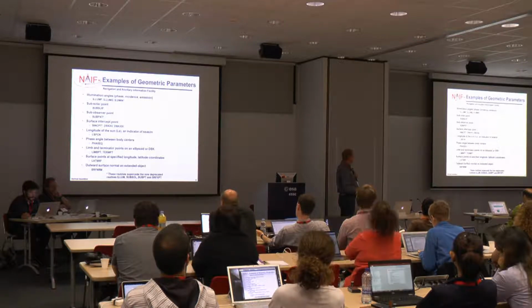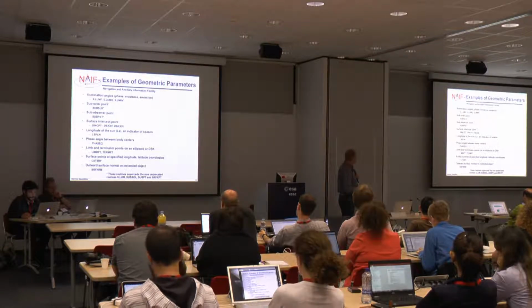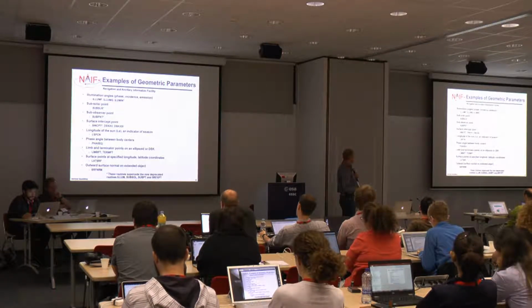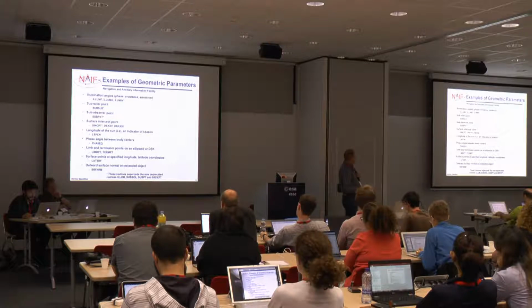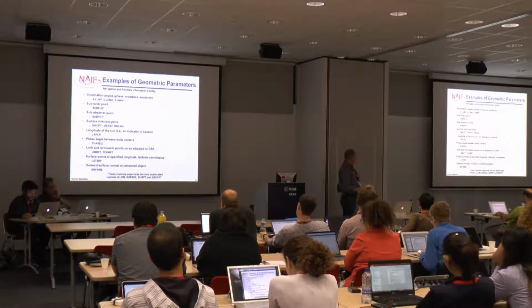There is a routine that computes the longitude of the sun, which is an indicator of seasons, lspcn. That's frequently included in data labels. There is a routine that computes phase angle between body centers. There are a couple of routines that compute limb points and terminator points, as seen by a target on a body that's modeled as an ellipsoid or DSK.